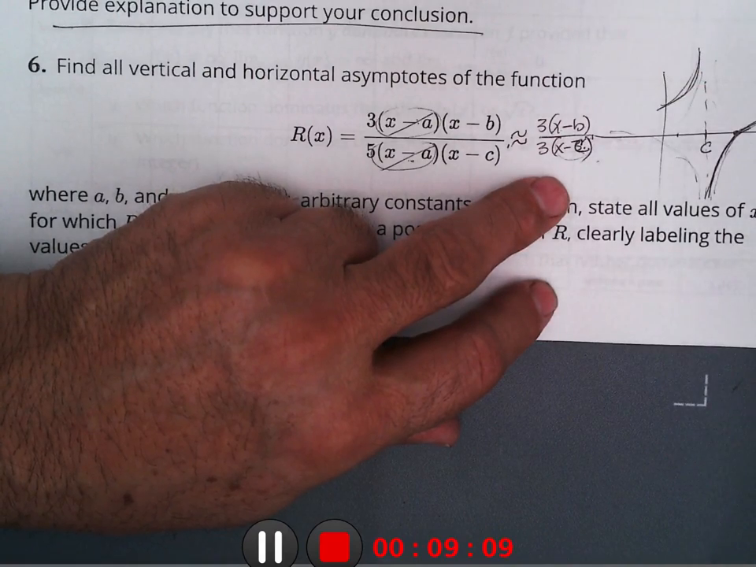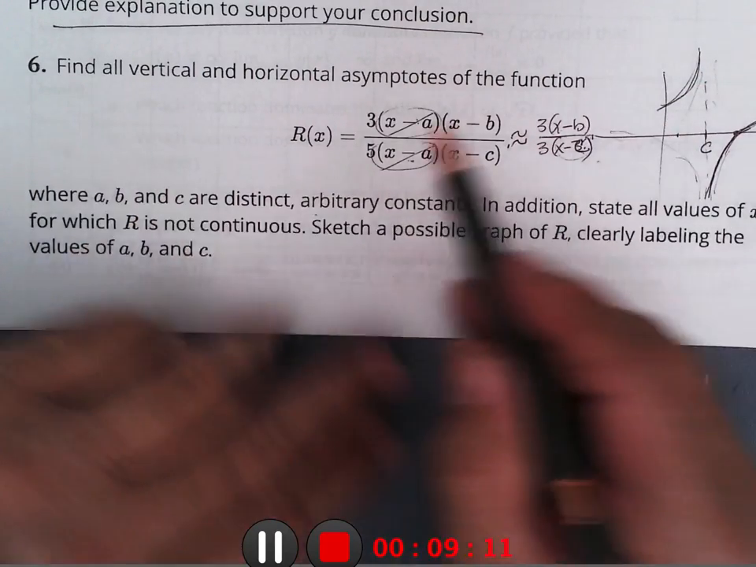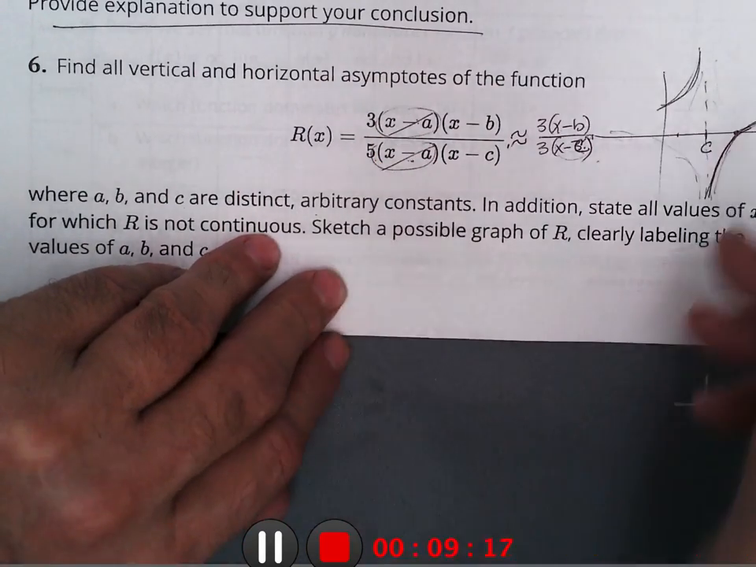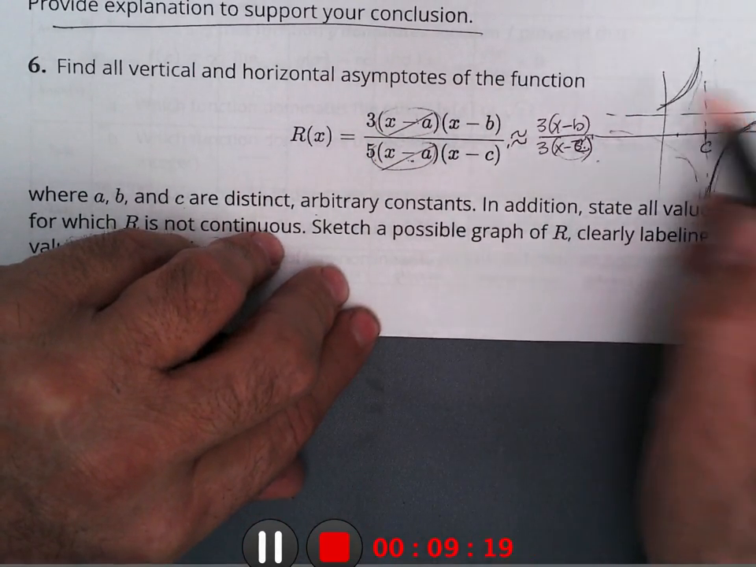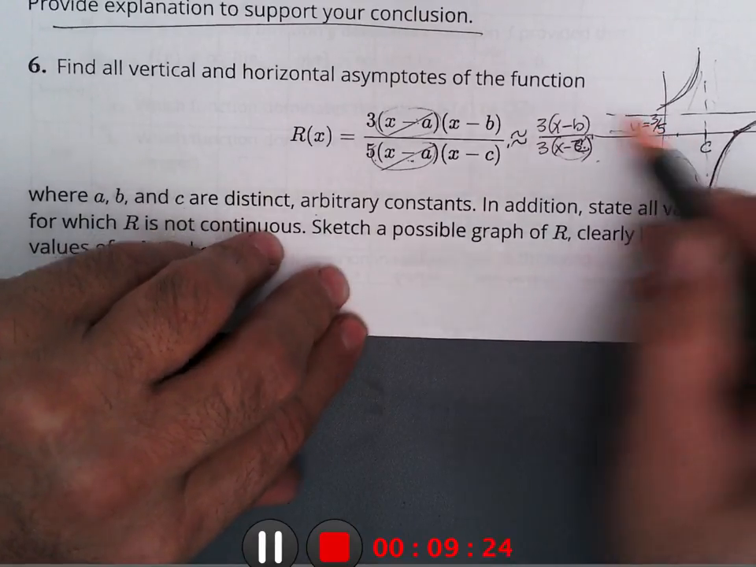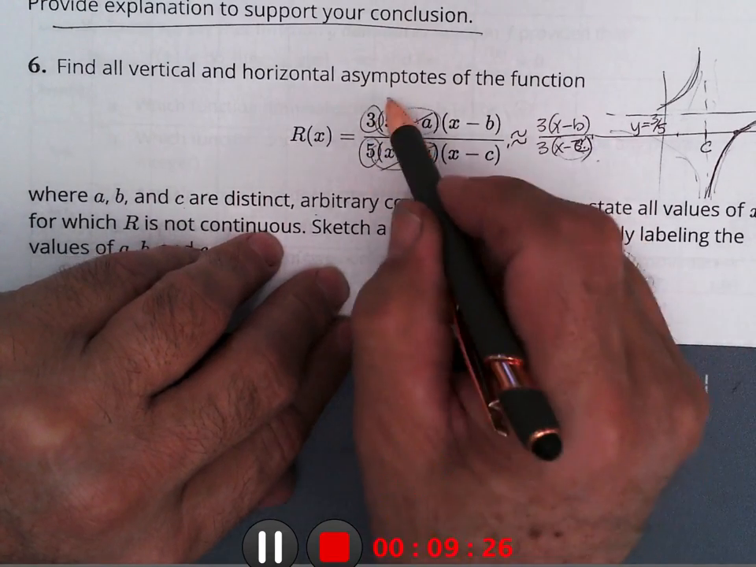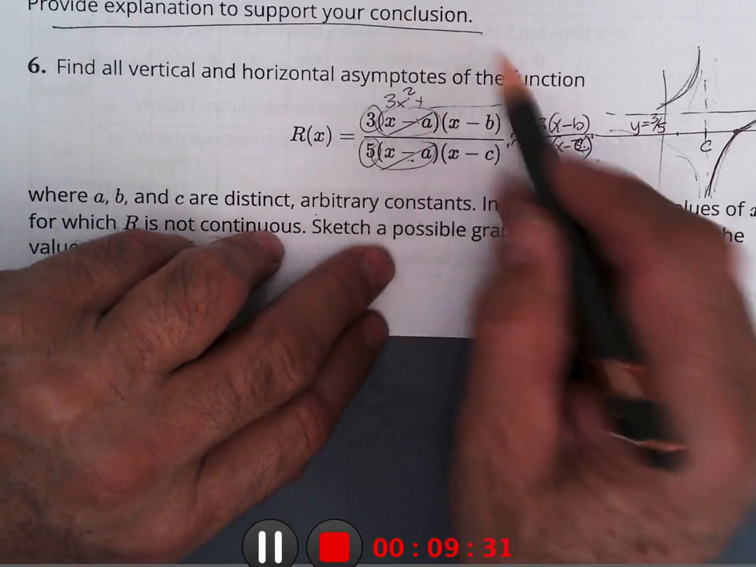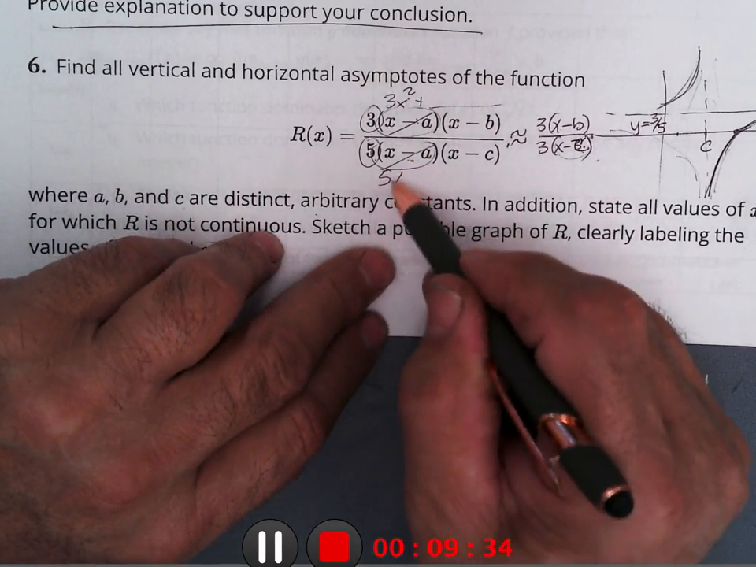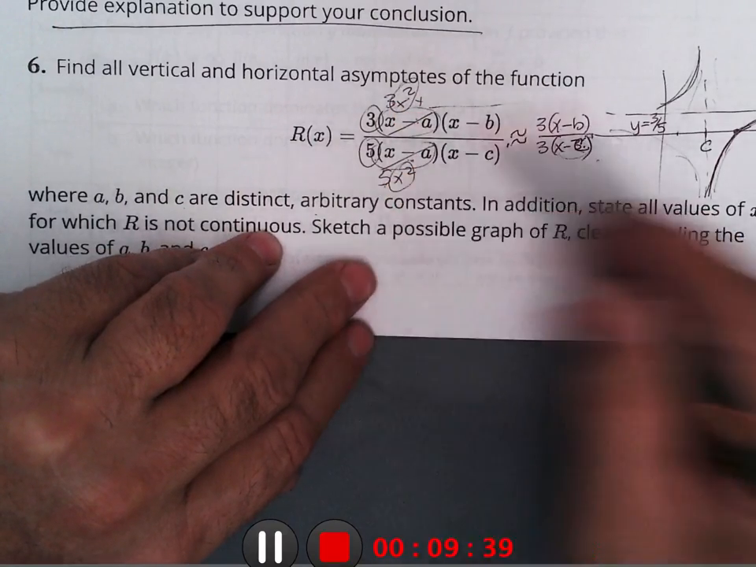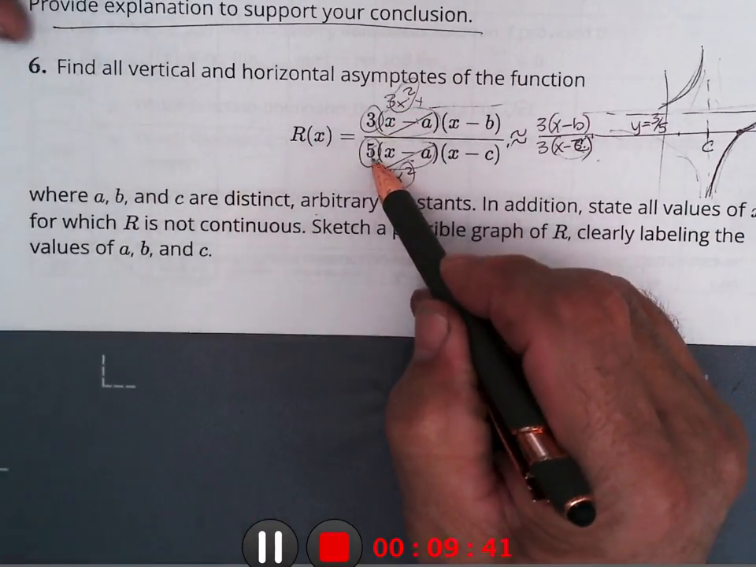and horizontally, since this is going to have x squared and x squared, horizontally the asymptote is going to be 3/5, because it goes by the leading coefficients. This would be 3x squared plus some ax's and bx's, and this will be 5x squared. And so these are equal in power, so it's going to make a horizontal asymptote of 3/5. You can also show that by doing L'Hopital's rule.